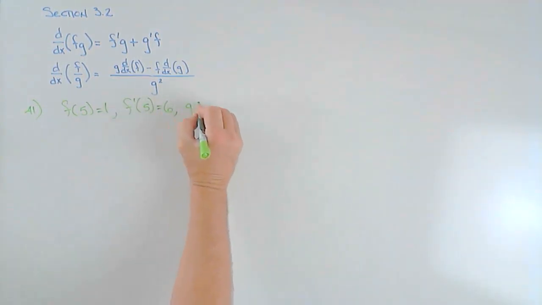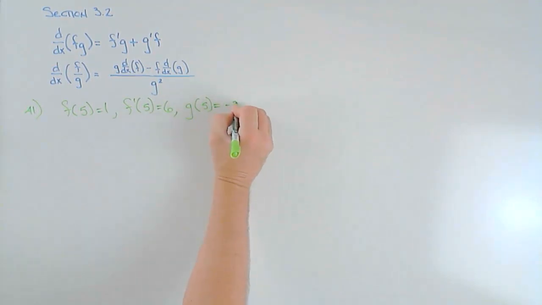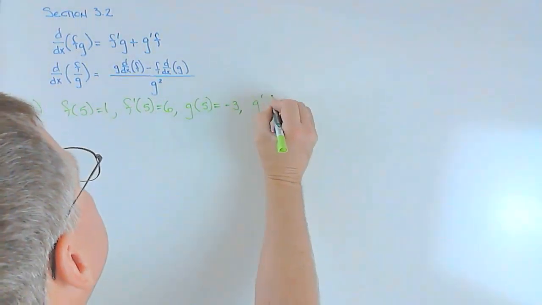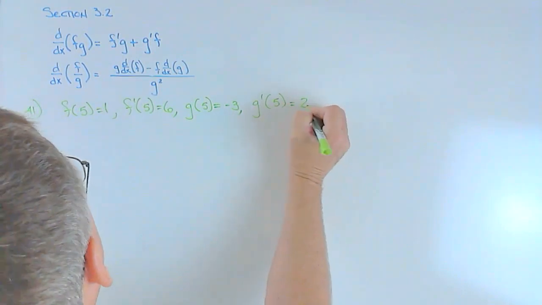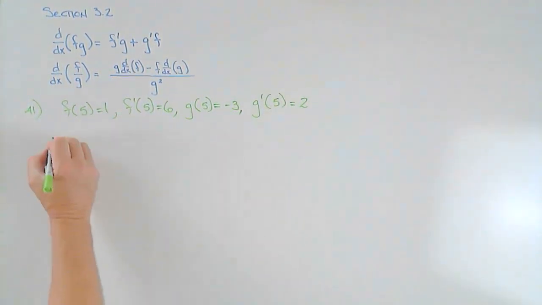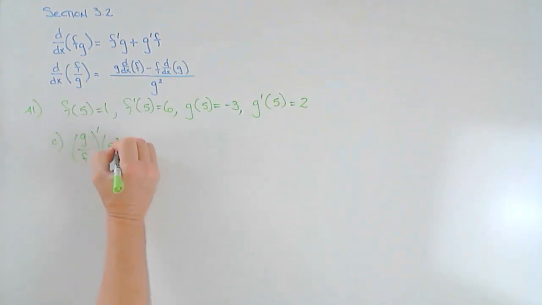G of 5 equals -3. And finally, G prime of 5 equals +2. So these are given to us. And I'll take a look at part C. They want us to find (G divided by F) prime of 5.